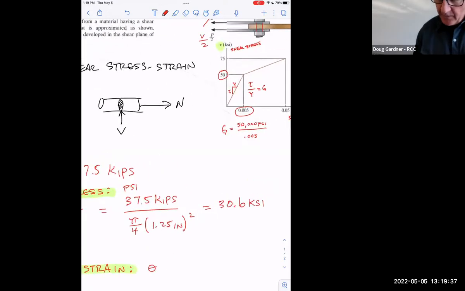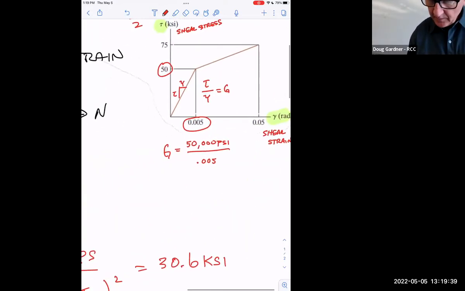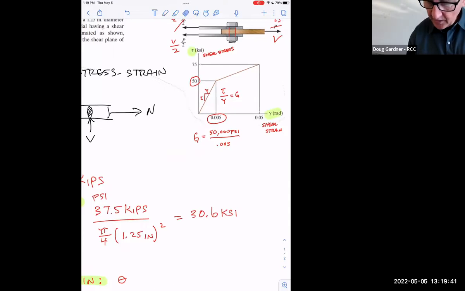So if I go back over to this graph and I say, hey, I just got a value of 30.6 KSI. Well, notice the units over there. 50 was KSI, so wouldn't 30.6 be like right there? And so the chart or the G is going to allow me to make that conversion. So if I say, okay, cool, look, I got over there, and so I can see it's going to be less than 0.005.